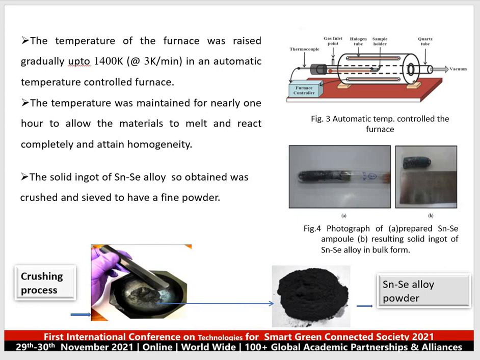The solid ingot so obtained was crushed to a mean particle size of 100 nanometer using the process of grinding and sieving to have SnSe alloy powder.